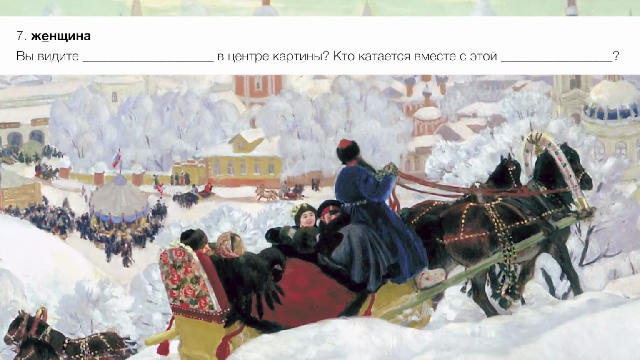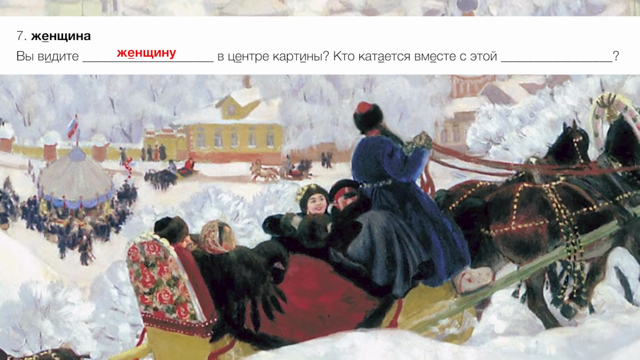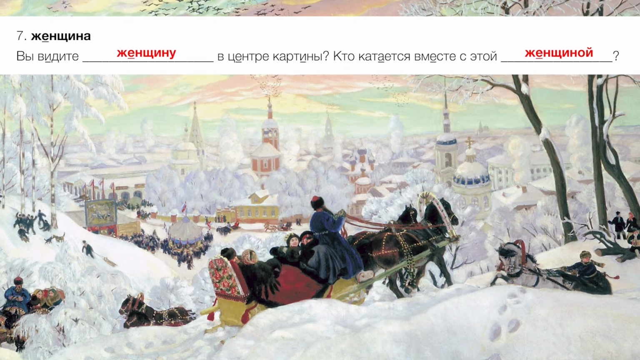7, женщина. Okay, do you see the woman in the middle of the painting? Okay, it's going to be an accusative, right? Вы видите женщину в центре картины? Who is riding together with this woman? Okay, with, right, accompaniment, instrumental. Кто катается вместе с этой женщиной? Right, ой is the ending there.